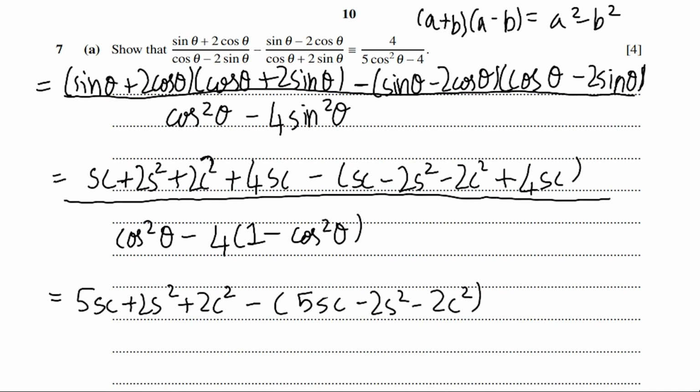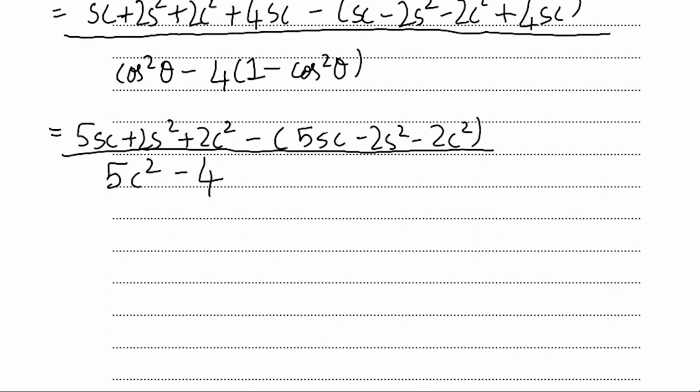And in the denominator we have cos square theta minus 4 plus 4 cos square theta. So we have 5 cos square theta minus 4, same as this. Okay, now we have to simplify the numerator.